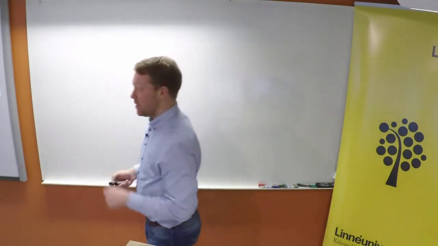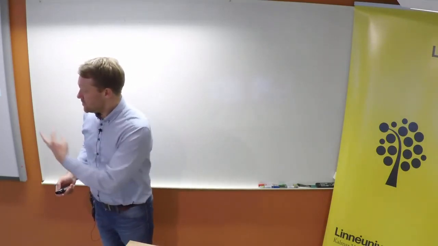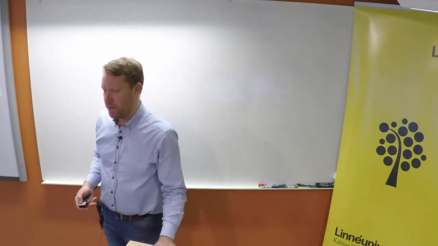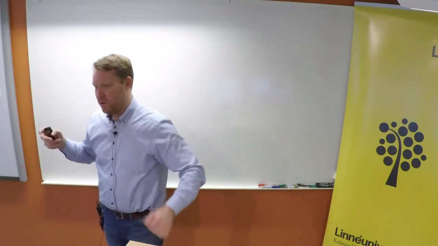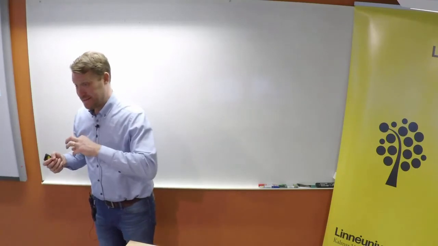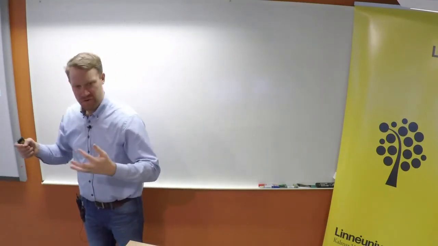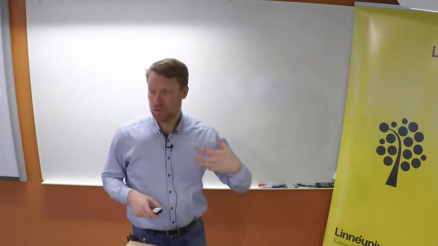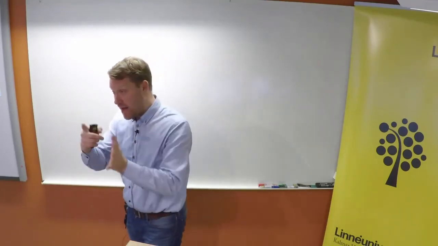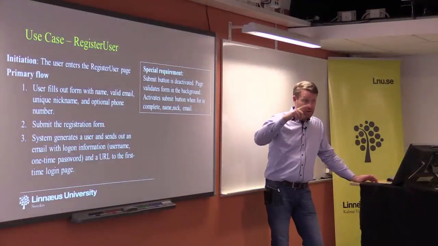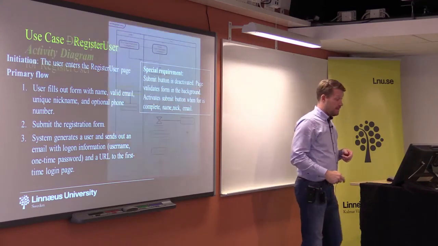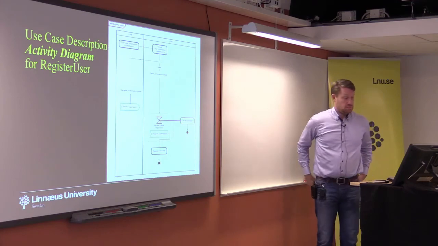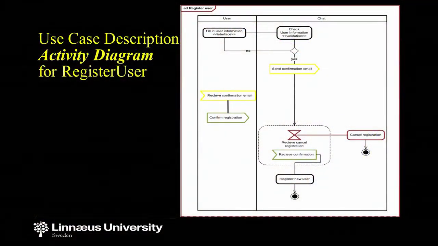But textual descriptions are limited, because there are all these ifs, else, maybes, different types of control structures that guide the behavior in a use case. And the UML has this activity diagram that is a perfect example.